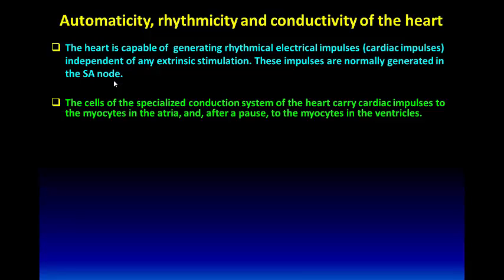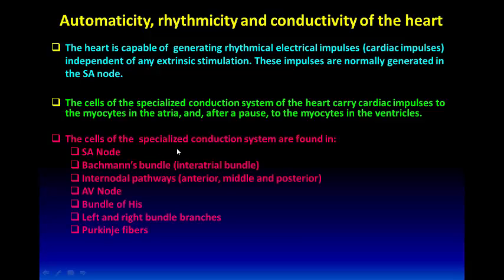The cells of the specialized conduction system of the heart conduct and carry these cardiac impulses to the myocytes in the atria to excite them, and then after a pause to the myocytes in the ventricles to excite them. And this property is the conductivity. And when the myocytes are excited and respond electrically and mechanically, this property is the excitability followed by contractility.